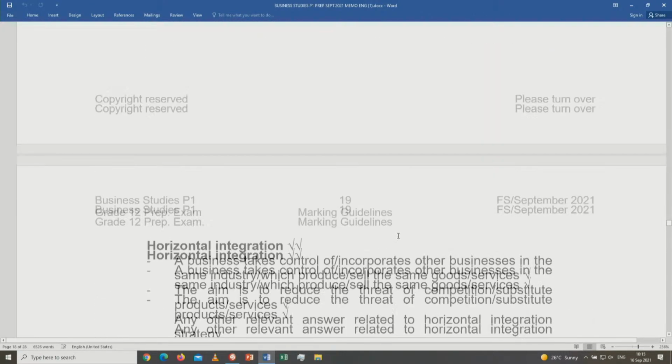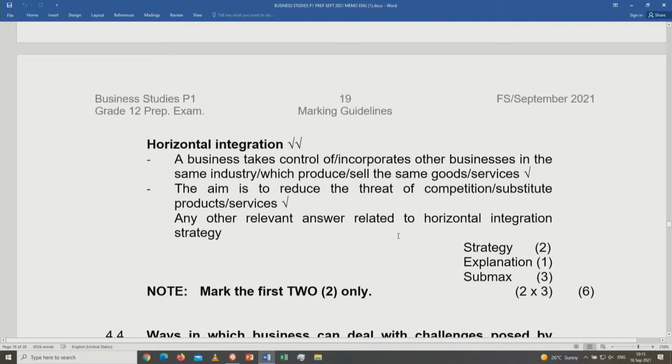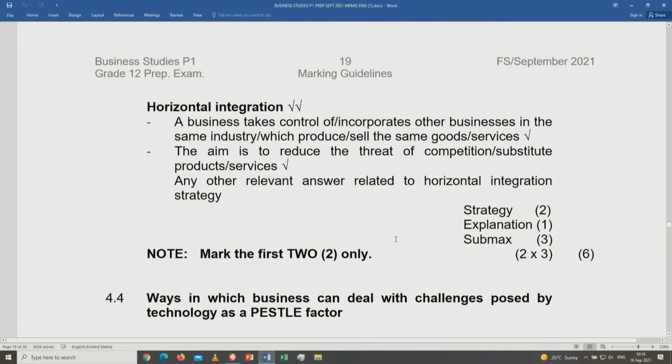Submax is 3. And the last type there is horizontal integration, where a business takes control or incorporates other businesses in the same industry which produce or sell the same goods or services. The aim is to reduce the threat of competition, and the strategy is 2 marks, explanation 1 mark, submax is 3. Note, mark the first 2 only.